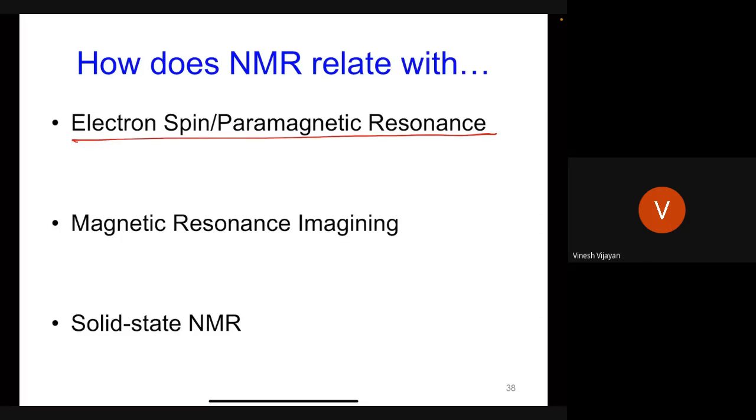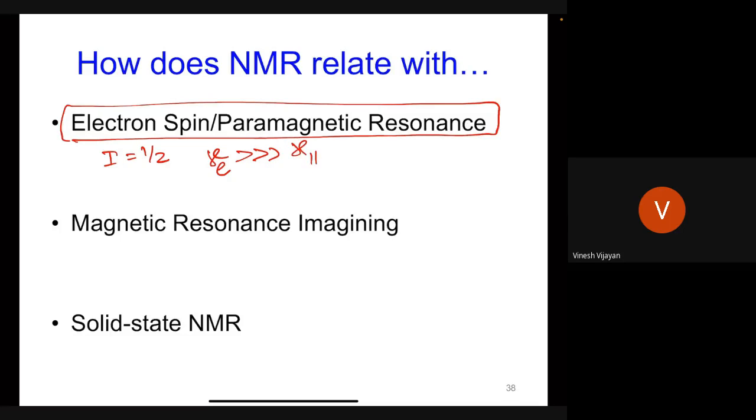The introduction that I've given for NMR spectroscopy can easily be applied to electron spin or paramagnetic resonance, EPR, largely because even the electron spin is half. The only difference is the gyromagnetic ratio of the electron is much, much greater than that of a proton. It's about 667 times that of the proton. So this clearly indicates that EPR is far more sensitive than NMR, and people tend to use microwave radiation to test what ends up happening.